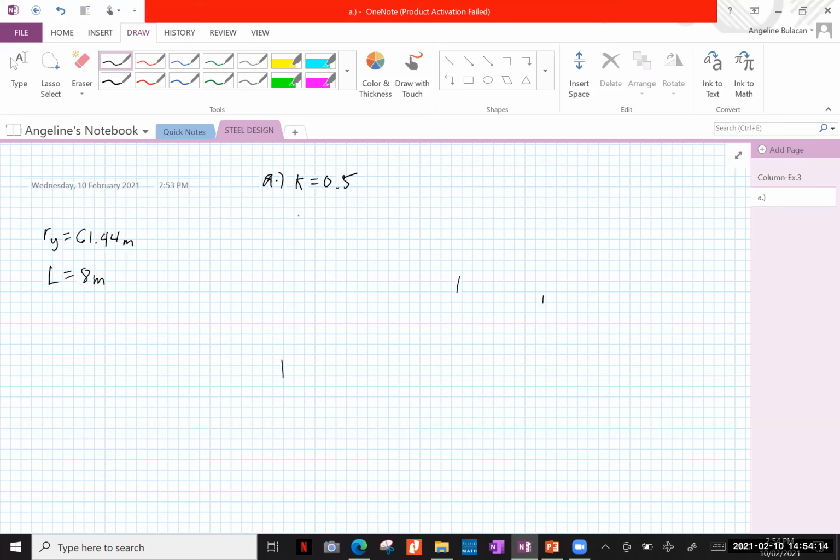Tapos, compute lang natin yung LE over R, which is now equal to 0.5 times your R length, which is 8,000, all over your radius of gyration na na-compute natin, 61.44. Check natin, 0.5 thousand divided by 61.44. We will have 65.104. So ito yung LE over R.